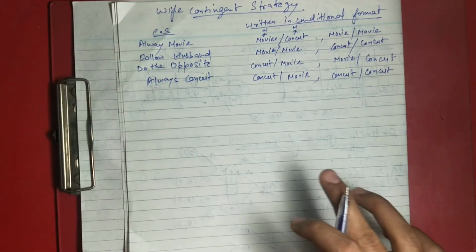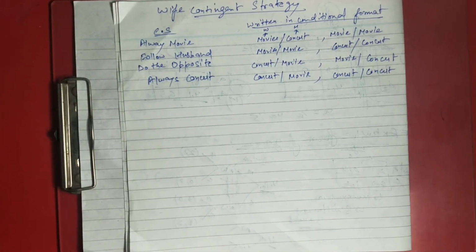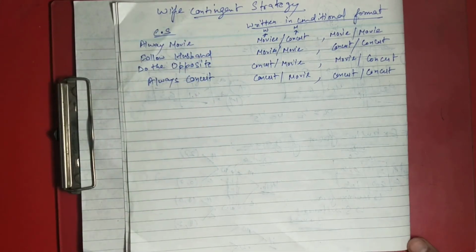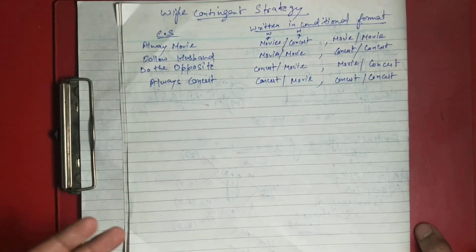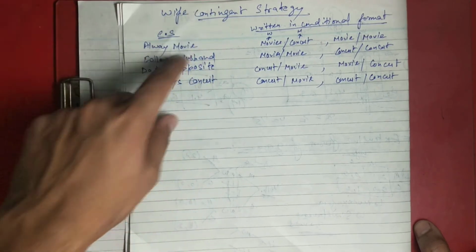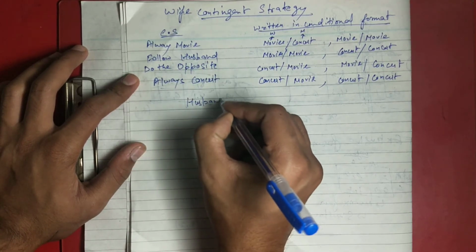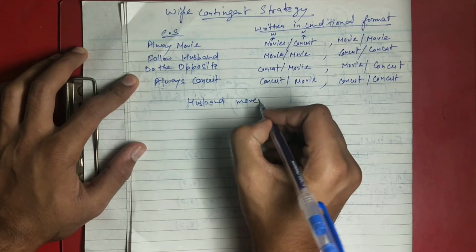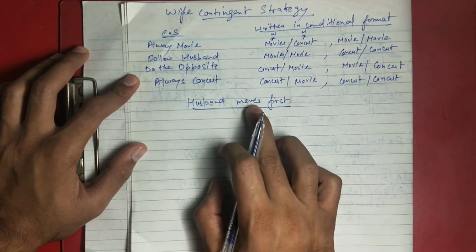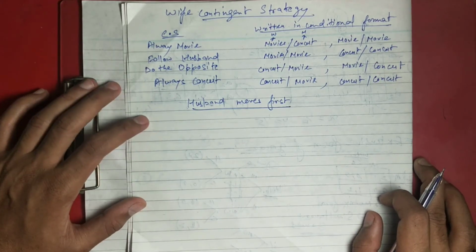Now I have to write it in the matrix form. And always remember, guys, that we calculate the contingent strategy for the one who moves second, because the first mover has already moved with his two options only. In this case we are calculating for wife, so it means husband is moving first because this is a sequential game, right? So always remember that you have to calculate the contingent strategy for the one who is playing second, not for the one who is moving first.